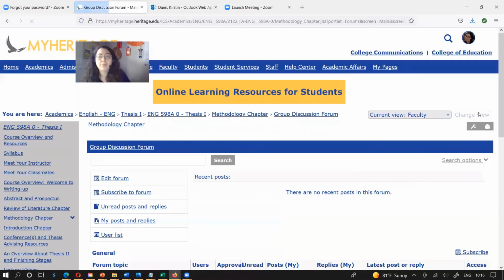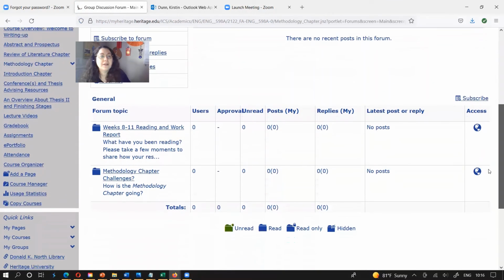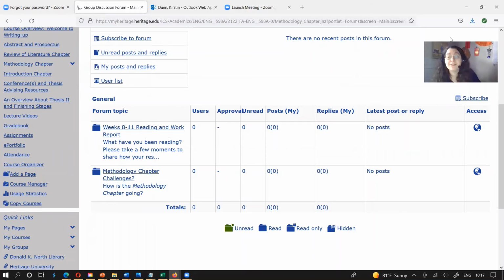We've got our forum home, weeks 8 through 11, reading and work report. So what have you been reading from weeks 8 through 11? And then methodology chapter. Have there been challenges? How is that chapter going? If you have questions about the methodology chapter, this is the place to put them. You can also always email myself or Saul at any time. You can ask us about this.